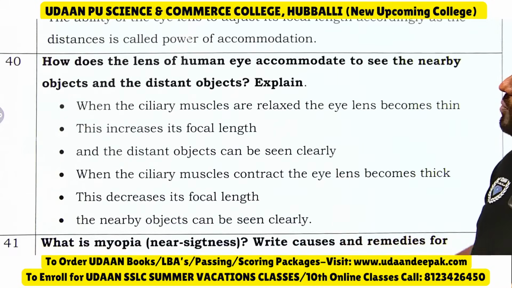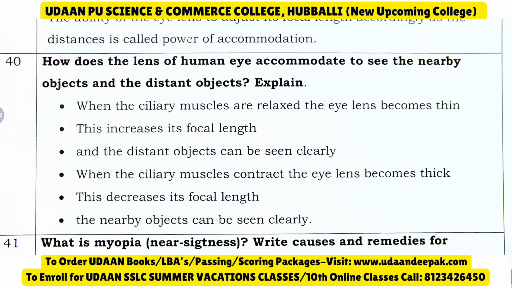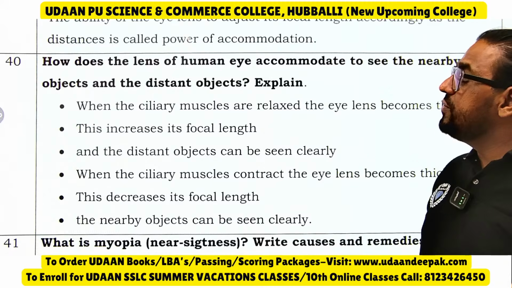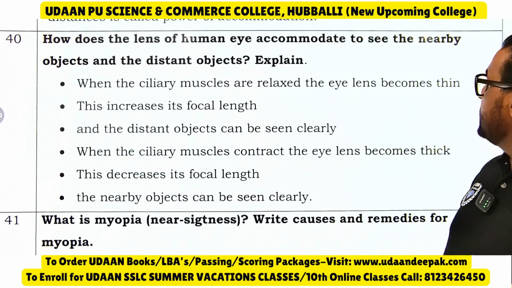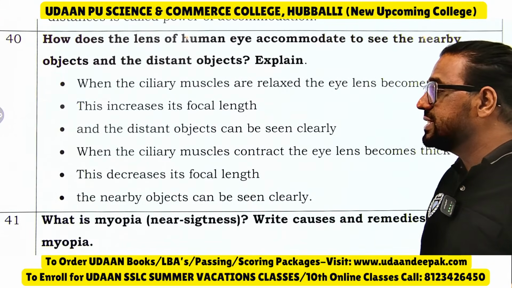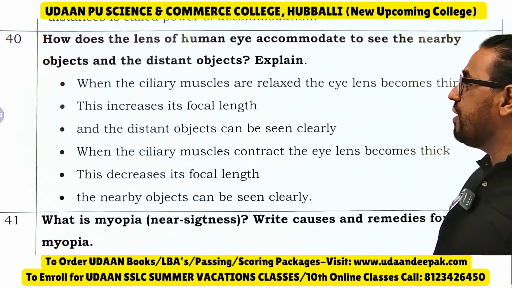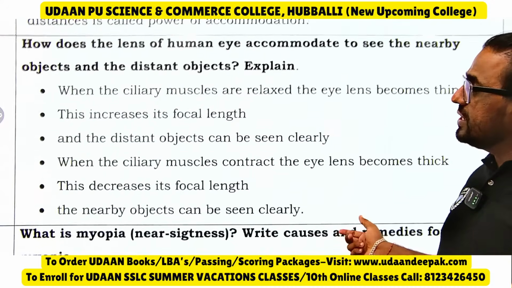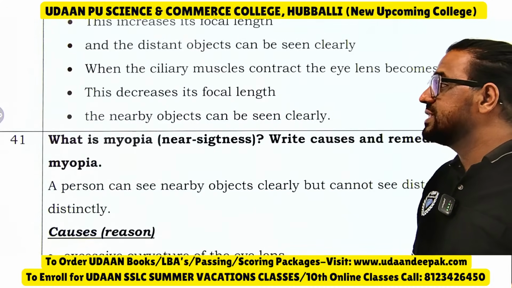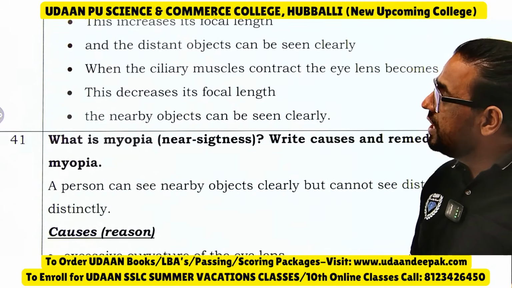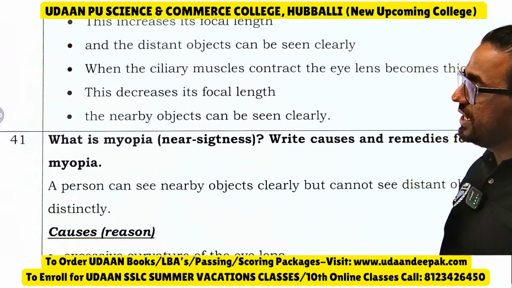How does the lens of the human eye accommodate to see nearby objects and distant objects? See, when the ciliary muscles are relaxed, the eye lens becomes thin. This increases its focal length and distant objects can be seen clearly. When the ciliary muscles contract, the eye lens becomes thicker. This decreases its focal length. The nearby objects can be seen clearly.